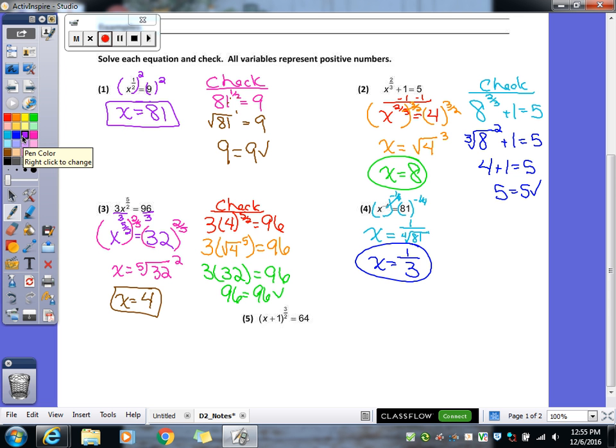So we just have to do our check. So 1/3 to the negative 4th. We're going to see if that gives me an 81. So because it's a negative exponent, that makes my fraction flip. So now I have 3 to the positive 4. And when it flips, it becomes positive exponent. So is 3 to the 4th 81? Yes. So check that. We get 81 equals 81.